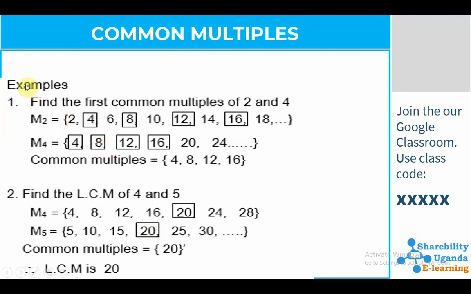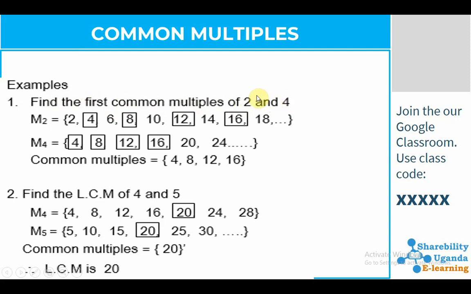Okay, so we have an example here, and in this example we have been given our question 1. They are saying find the first common multiples of 2 and 4. I said in this we shall deal with a variety of numbers. Here you can see they have given us a 2, which is a number on its own, and a 4, which is a number on its own. So they want us to find the first common multiples of 2 and 4.